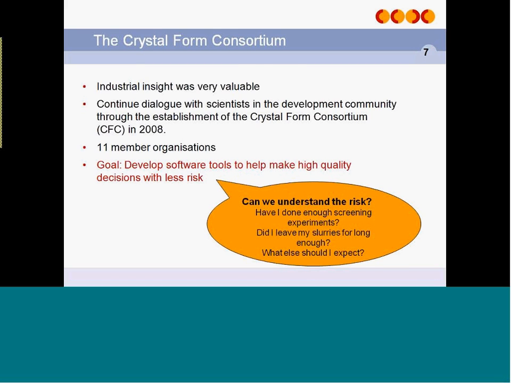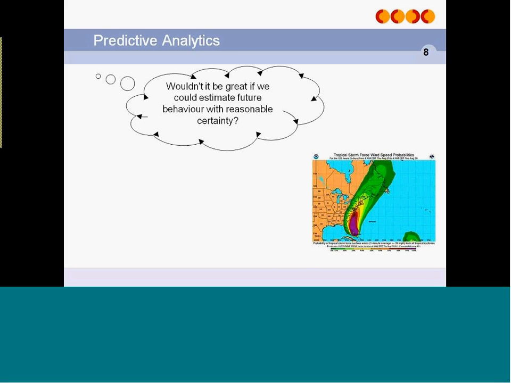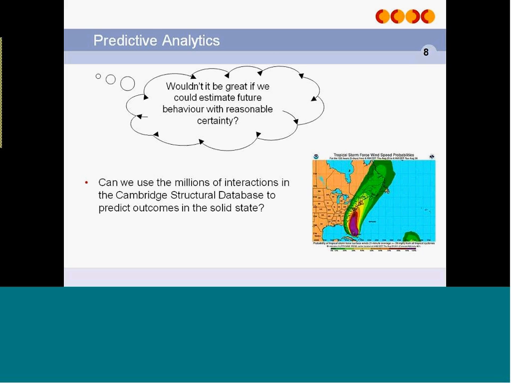And that brings me to the Predictive Analytics concept that Colin introduced in his webinar. And it's this idea of can we estimate future behaviour by looking at data that's been collected in the past? Can we estimate future behaviour with reasonable certainty? Another way of putting that is can we use those millions of interactions that we have in the Cambridge Structural Database to predict outcomes in the solid state? Can we comment on the likelihood of polymorphism? Can we enable a judgment about stability, for example?